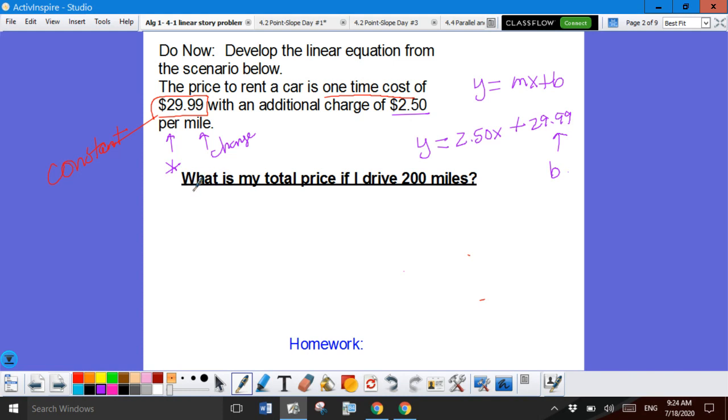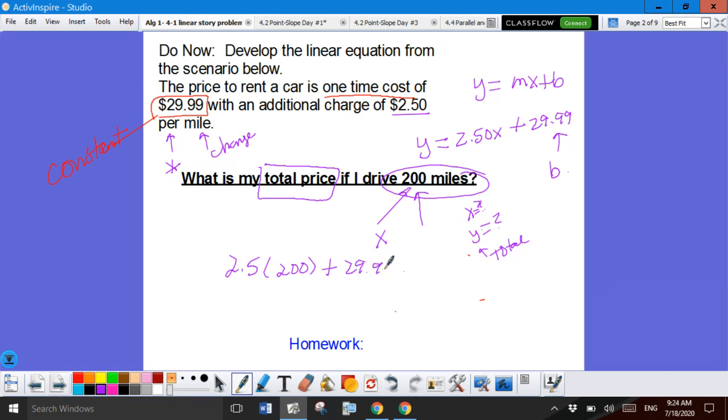All right, now, what is the total price if I drive 200 miles? So we have to figure out, where does the 200 go? Is the 200 the variable? Or is the 200 the total? Okay, so remember, the y is the total. We're looking for, that would be total cost. Well, it says miles, and I'm looking for my total price, okay, or my total cost. So that means that this is going to be my x. So I'm substituting. So 2.5 times the 200 plus $29.99. So go ahead and do that. And let's see what you get.